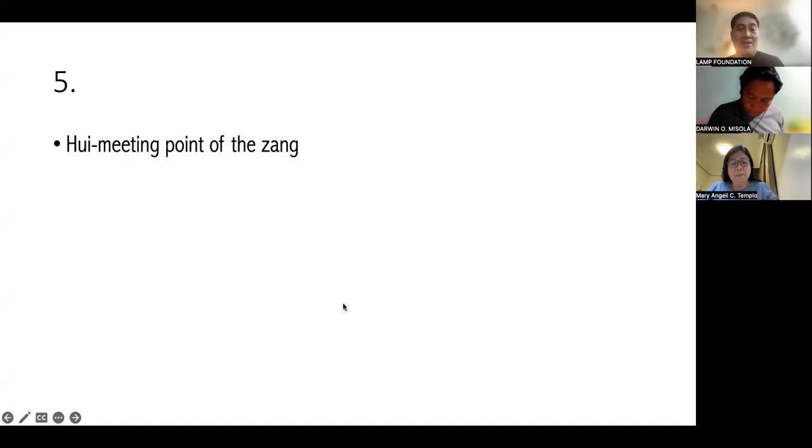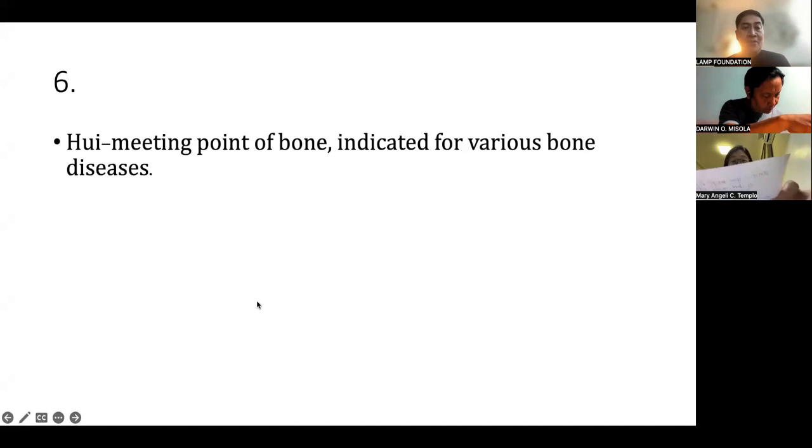Okay, the stomach, Ren 12, is the influential point or the Hui point of the fu. Okay. Number 6, what's the Hui meeting point of the bone, indicated for various bone diseases?